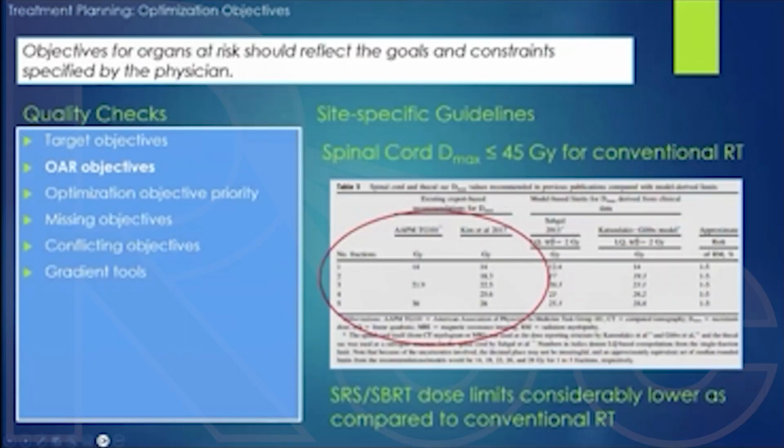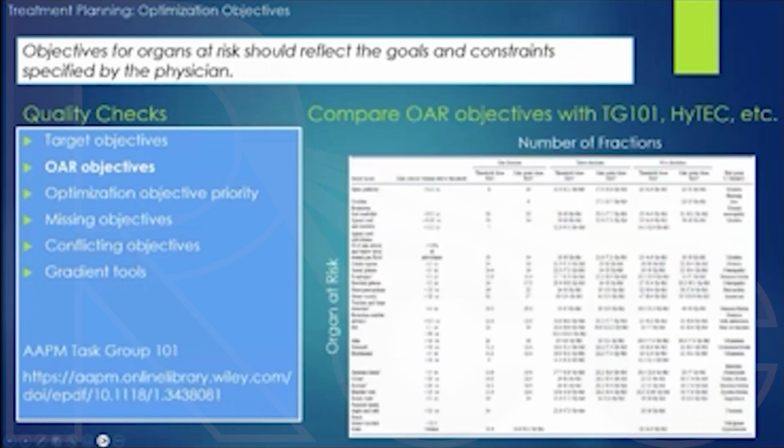Okay, so here is just an example where I show site-specific guidelines in terms of spinal cord dose constraints from TG 101. I don't want to spend a lot of time on this. I just want you to know it's not the typical 45 to 50 gray from conventional fractionation schemes. These values are lower, and they become progressively lower as the number of fractions is reduced. That same concept applies to all the other healthy tissues throughout the body. And you can reference AAPM Task Group 101, HyTEC, and clinical trial protocols to get these quantitative clinical goals for your practice.